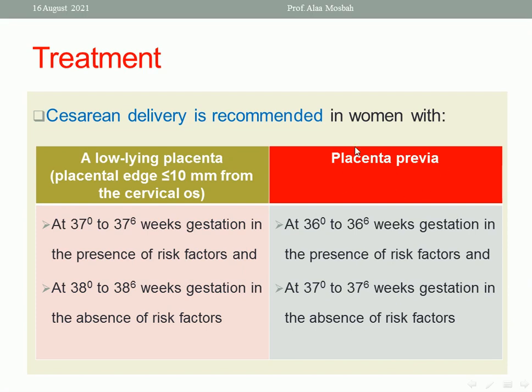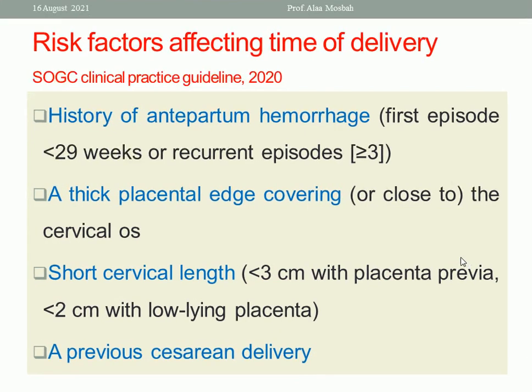What about placenta previa? You can terminate pregnancy at 36 weeks up to 36 weeks plus 6 days gestational age in presence of risk factors. Or you can prolong the pregnancy up to 37 weeks to 37 weeks plus 6 days gestation in absence of risk factors. So what are the risk factors affecting my decision?